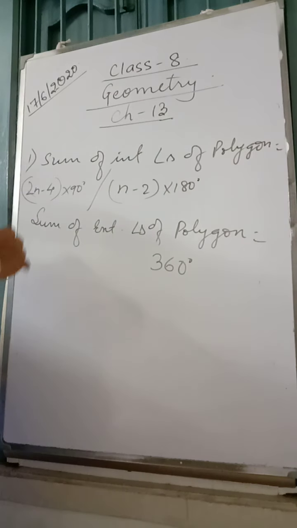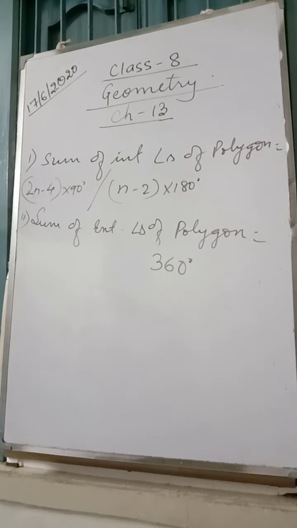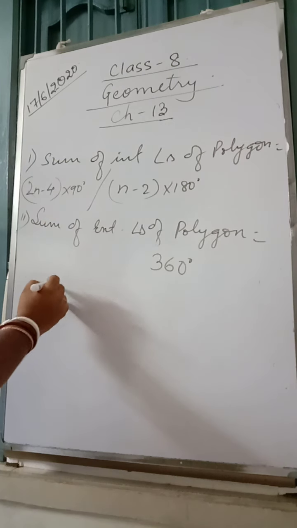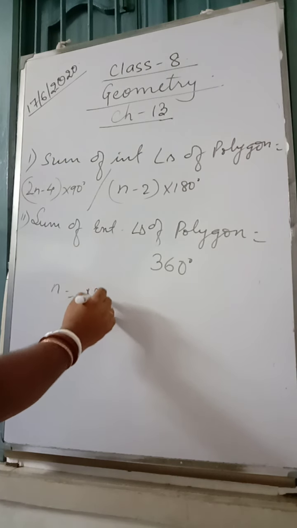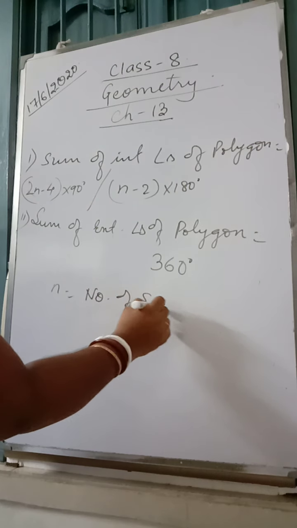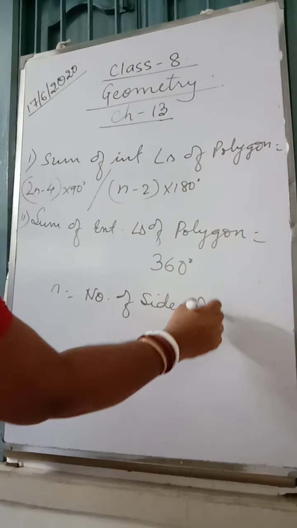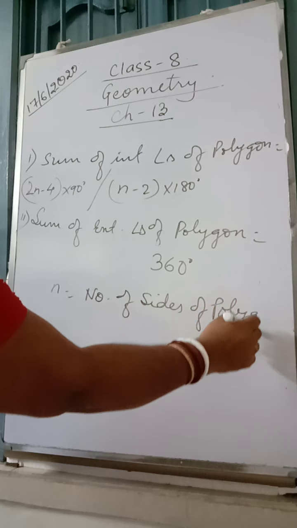Now, the sum of exterior angles is always 360. If it is a triangle, does not matter. If it is a 30-gon, does not matter. The sum of exterior angles will always be 360 degrees. Clear? Now n represents the number of sides of a polygon. Understood?